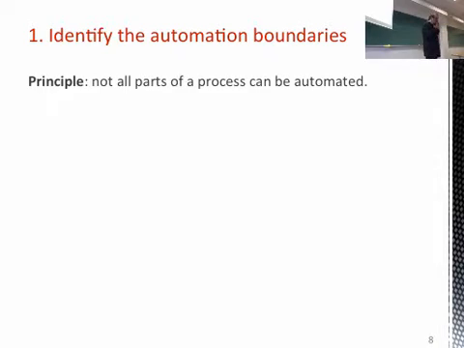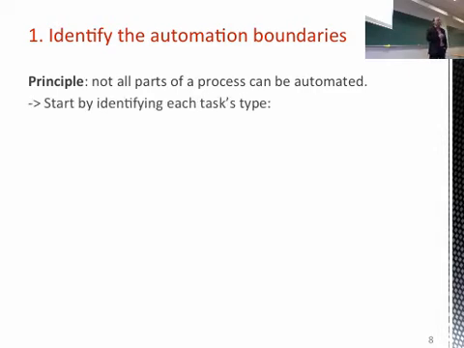Okay, so this is still a 2B process model. And this is what we want to automate. The first step in the method is to identify what we are going to automate, because not everything can be automated, at least not directly as it is conceived in the 2B process model.